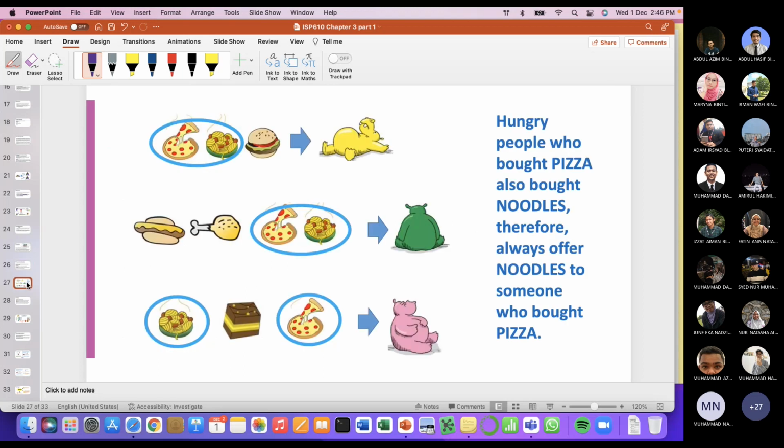Another example, dia macam ni. Hungry people who bought pizza also bought noodles. Therefore, always offer noodles to someone who bought pizza. Okay, sebab dia berdasarkan dia punya pattern ya. Okay, customer kalau beli pizza akan beli noodles sekali. So, maybe one time dia boleh offer together.